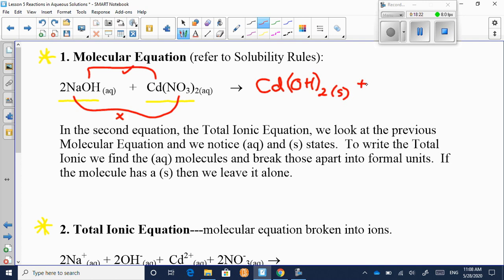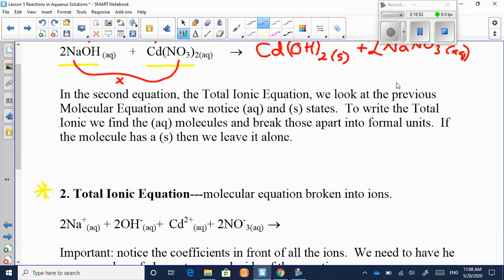And then I'm just going to put the other two together, and I'm going to say it's sodium nitrate, and I'll leave it as aqueous. So that's nothing new. That's what we were doing in the first part of this lesson, just predicting. Let me make sure we're balanced. I need to put a 2 here, and I'm balanced. Perfect. Okay, so step number 1 is to write that molecular equation.